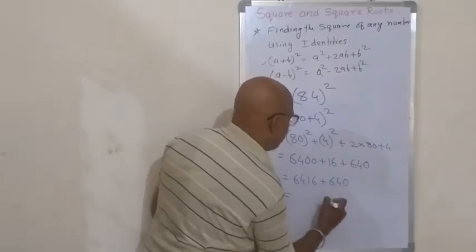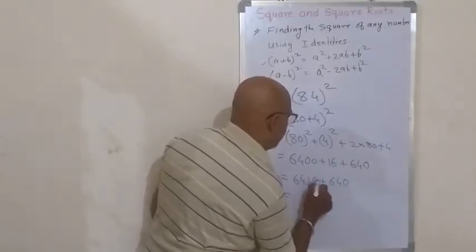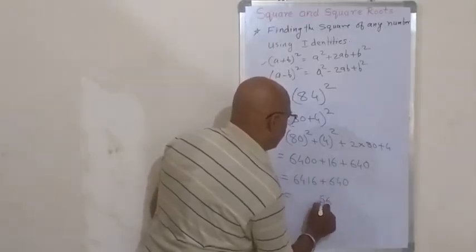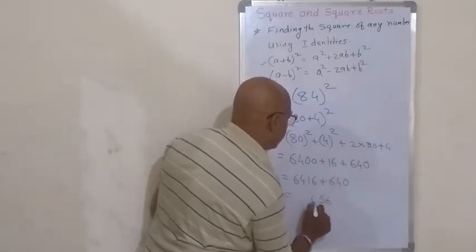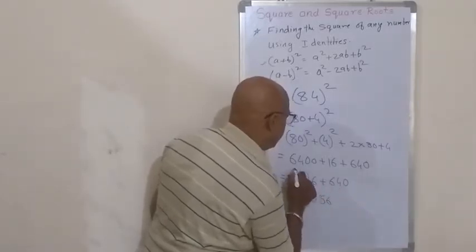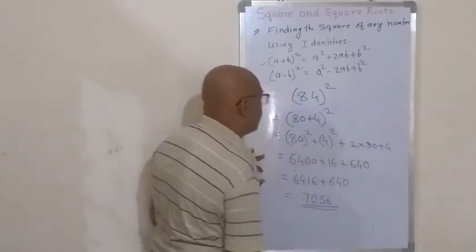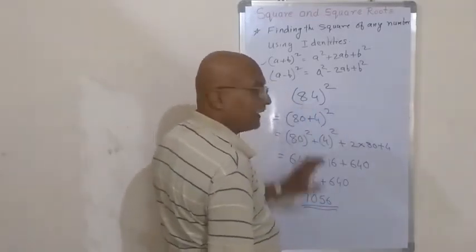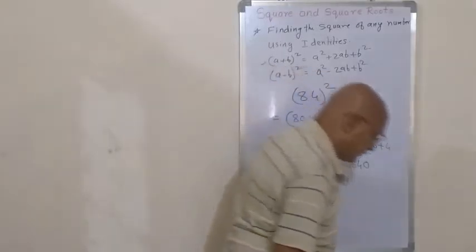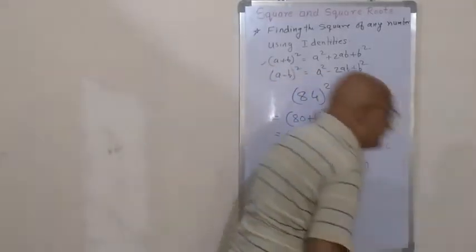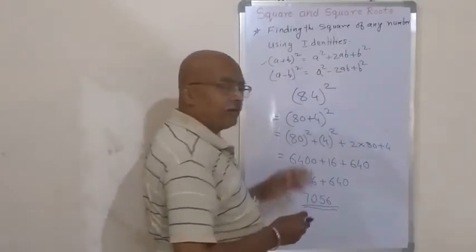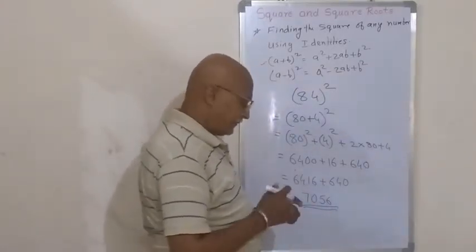6 plus 0 is 6 here. 4 plus 1 is 5. 4 plus 6 is 10. So carry over 1. 6 plus 1 is 7. So 7056 is the square of 84. So in this manner we can find out the square of any number.